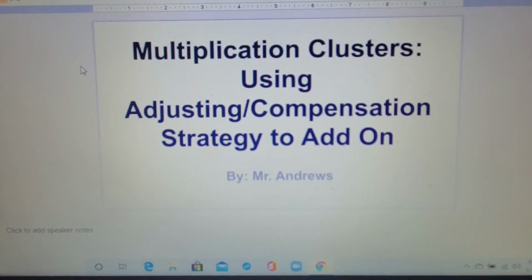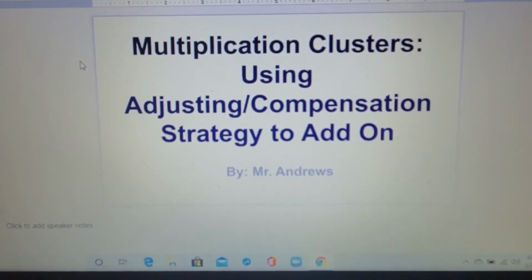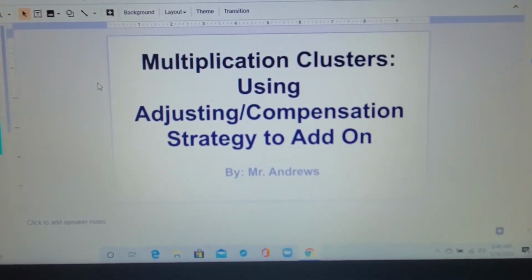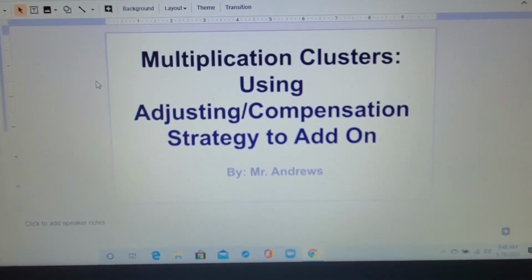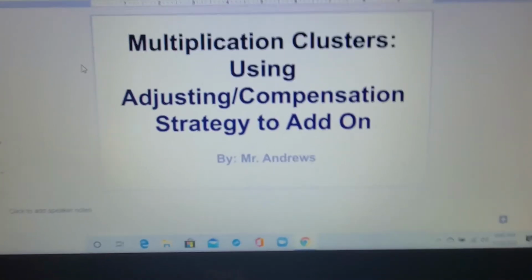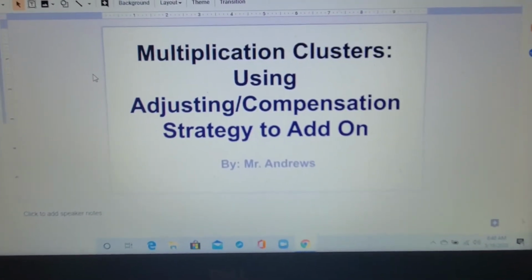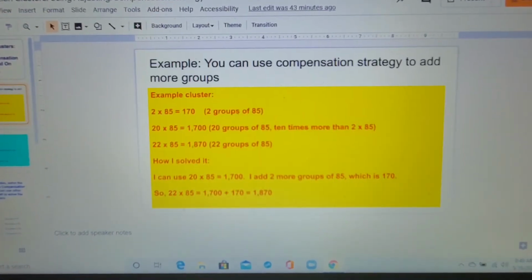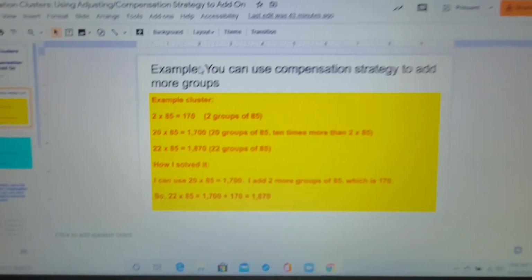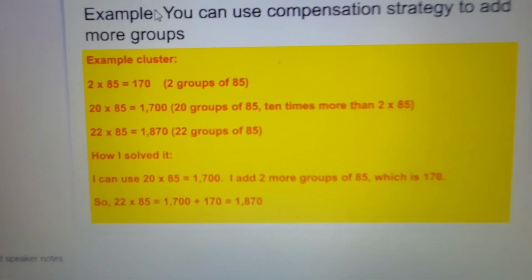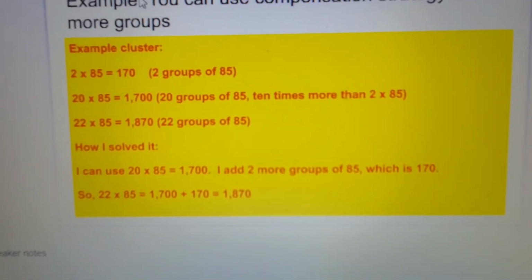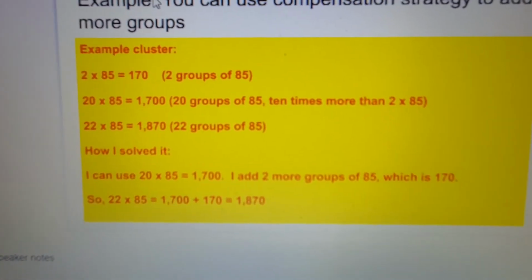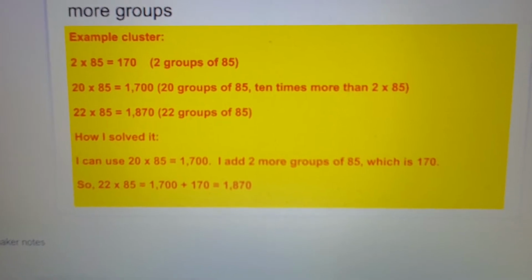So we're going to be working on multiplication clusters this week using the adjusting compensation strategy, but to add on. Last week we used this strategy, but you would take away groups. Can you use this strategy when you need to add on groups? Well, you can, and I'm going to show you how to do that. I created some examples so we can look at together, and then we'll do some for the assignment.